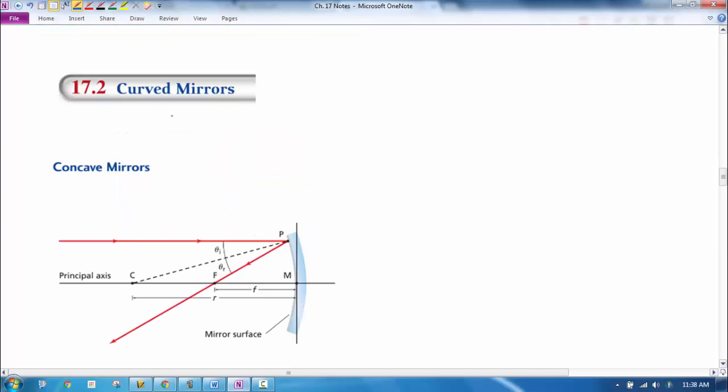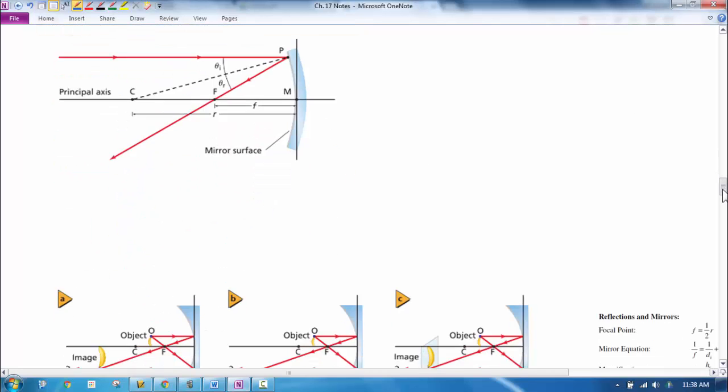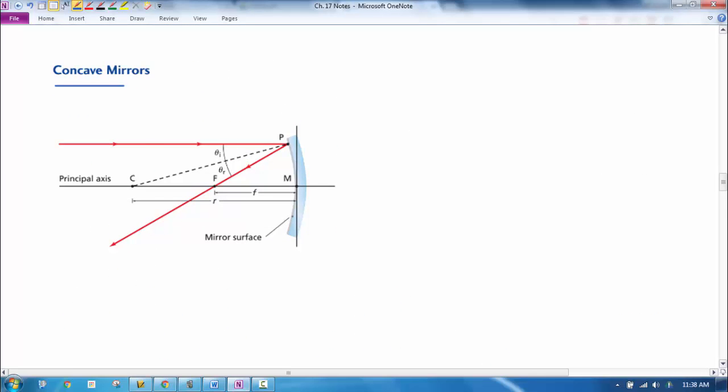All right, next is curved mirrors. So first, concave mirrors. Here's an example of a concave mirror right here. Some quick vocab. This point right there is called the radius of curvature.